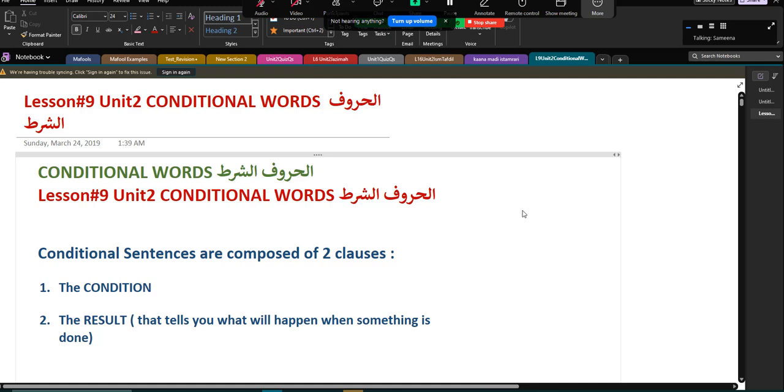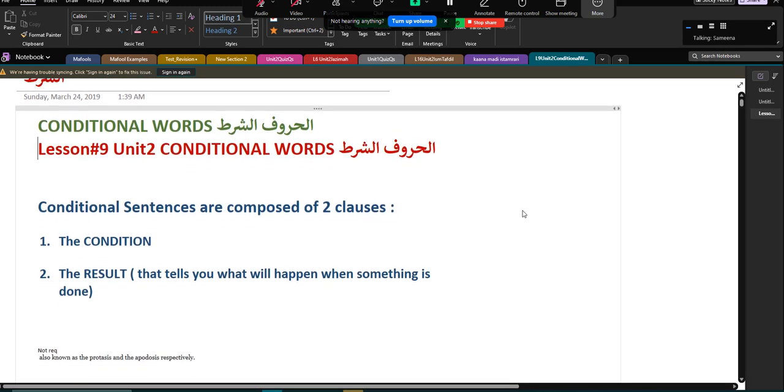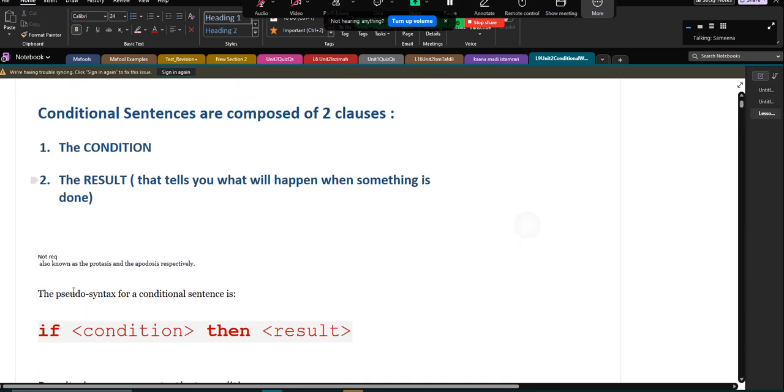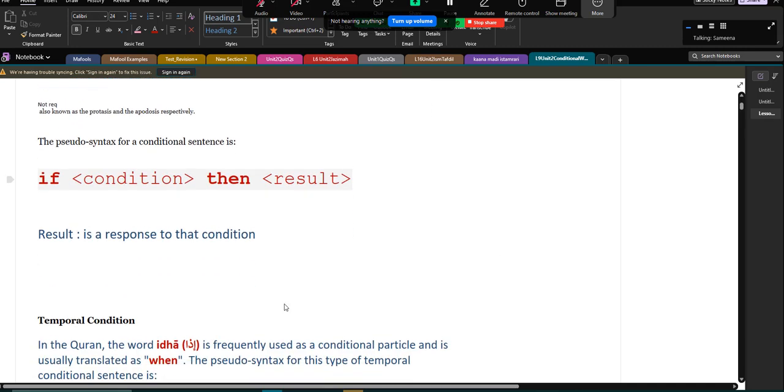Conditional sentences are composed of two clauses. The first one is the condition, and the second one is the result that tells you what will happen when something is done. Okay, like if you have an if condition, and then you have the then clause followed by the result. So the result is a response to that condition.